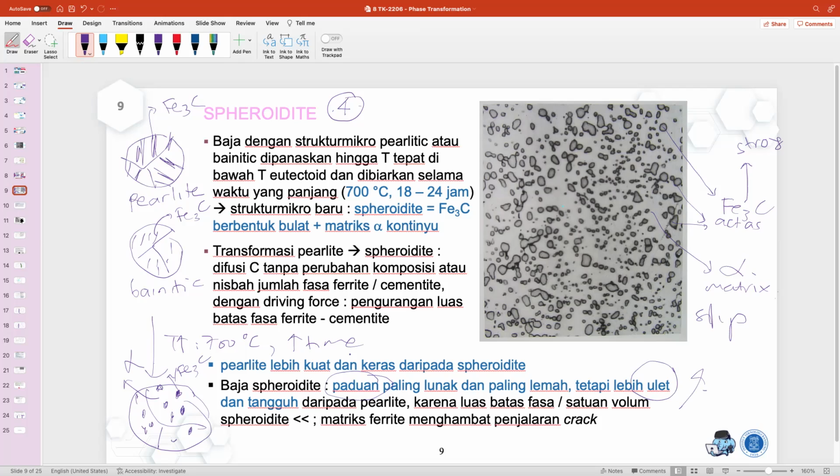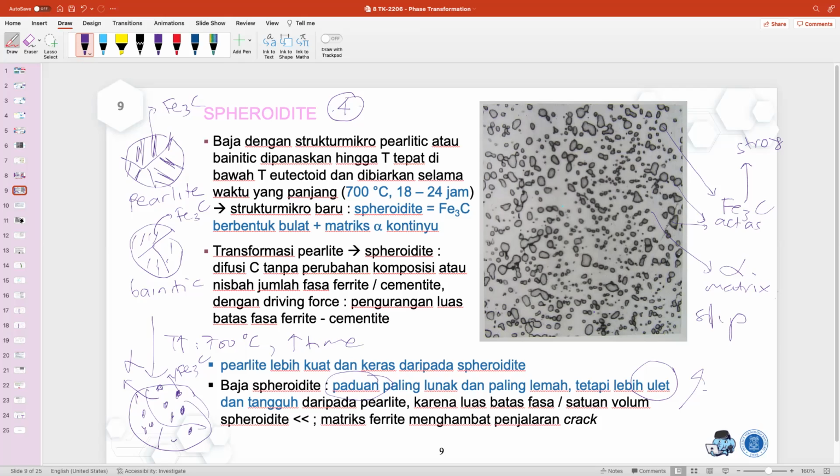compared to perlite. Why? Because the interface area per volume unit of the spheroidite becomes very reduced. Okay, because that area has been reduced into a sphere, and then the matrix can act as a slipping, and then can reduce the crack propagation. Okay, so it is very ductile.